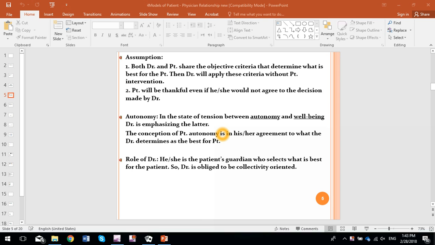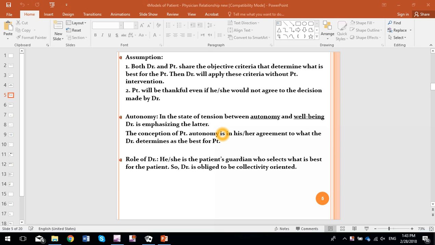Talking about patient autonomy, is there patient autonomy in this model? Which means, can the patient decide for himself, or what kind of role does the patient play in this model? In the state of tension between autonomy and well-being, the doctor emphasizes the latter. Now, in this model, in the comparison between patient autonomy and patient well-being, from the physician's perspective, patient well-being takes precedence over patient autonomy.